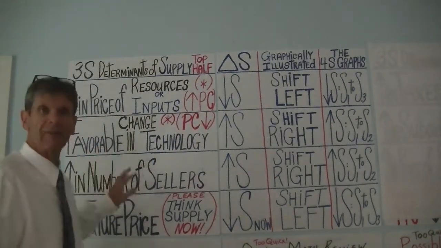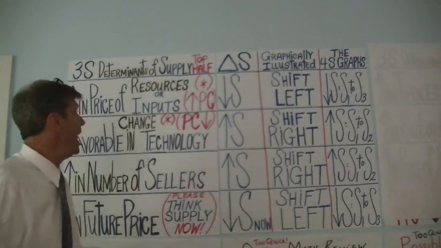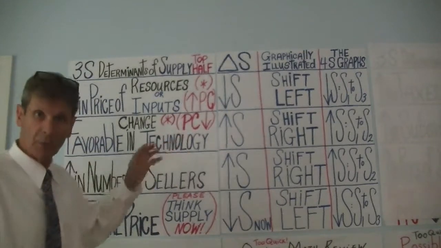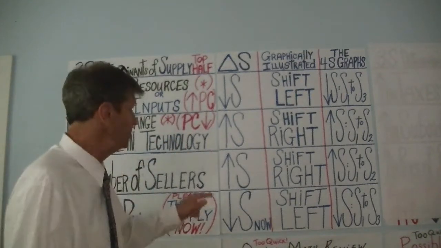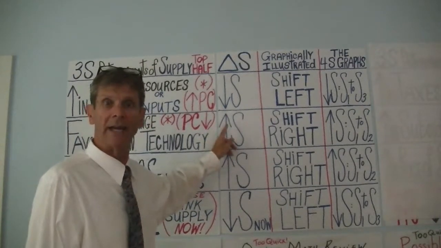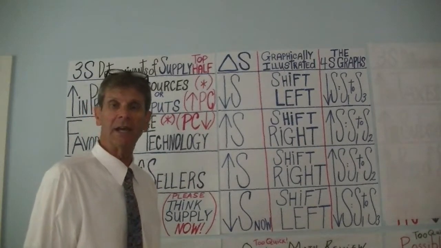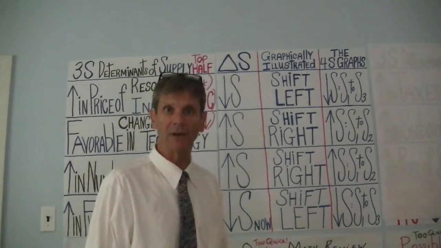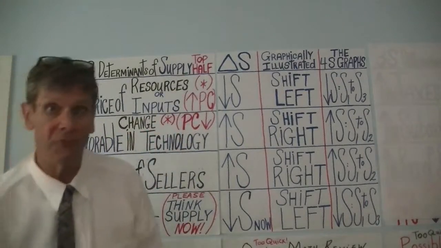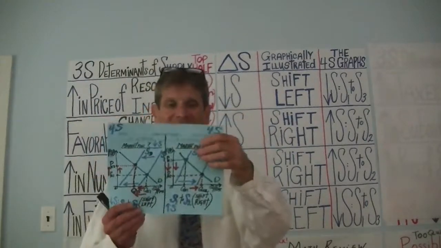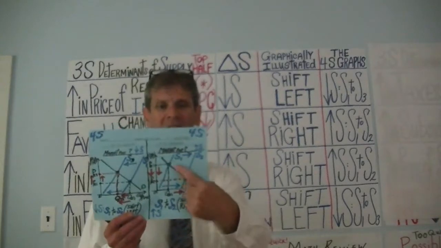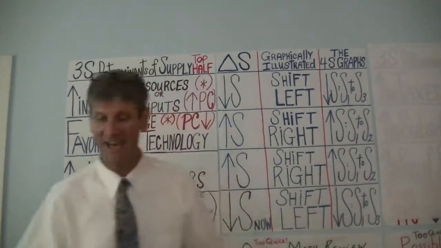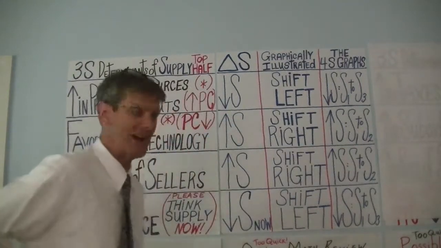Now, what if we have a favorable change in technology? Well, that should lower our production costs. And if our production costs go down per unit, we should have the ability to increase our supply. The model says that we graphically illustrate an increase in supply by a shift right of the entire supply curve. And then, again, on the right-hand side of 4S, we're going to draw this together in the next video. S1 will shift right to S2, and then we'll look at the equilibrium results. Okay? So S1 to S2 on 4S.